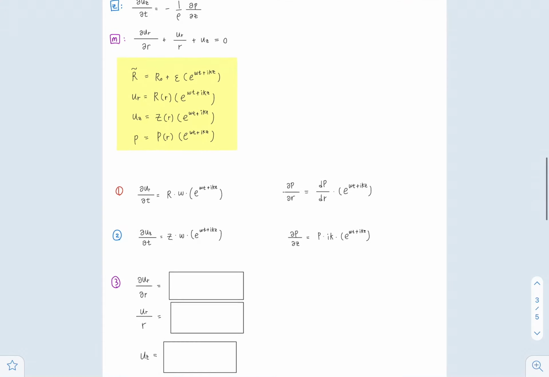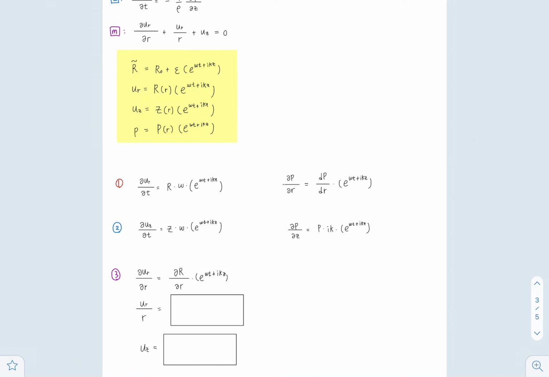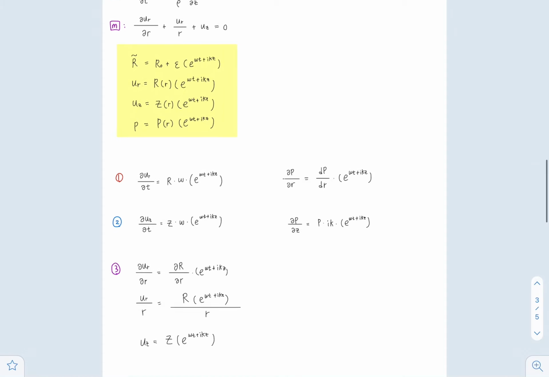So we have these three terms here. ∂u_r/∂r is going to be R' (the derivative of large R) times the exponential term. And u_r over r is simply going to be large R over r times the exponential term. And u_z, as we can just plug in this yellow equation here, is going to be Z, where Z is Z(r), times the exponential term. And you will notice that all these terms, one, two, three, four, five, six, seven, all contain the exponential term. So if we equate the left-hand side and the right-hand side, we can just cancel out this term, knowing that it is not going to be 0.